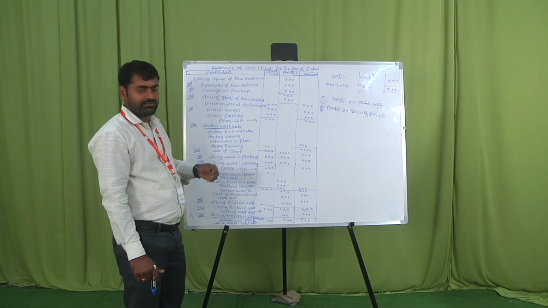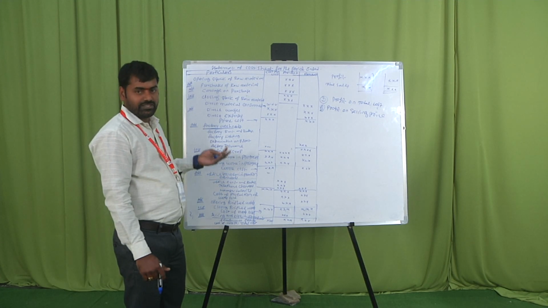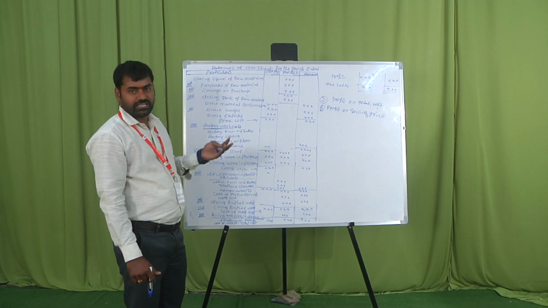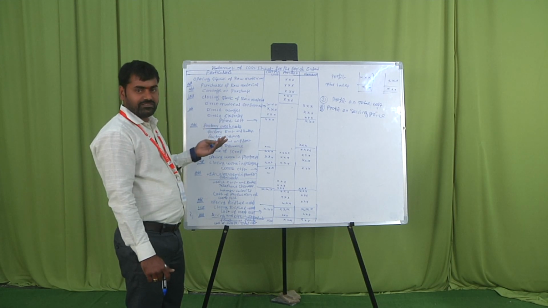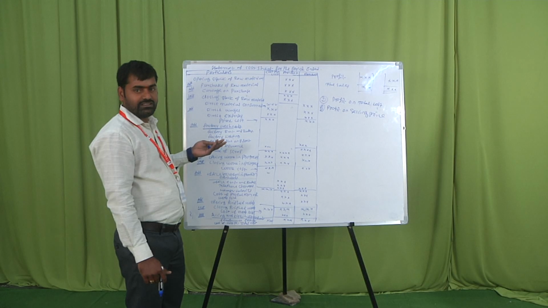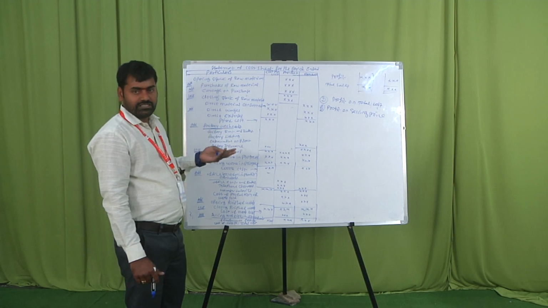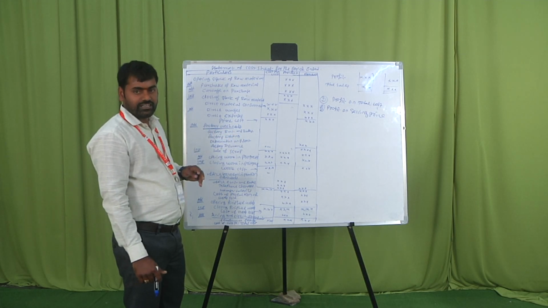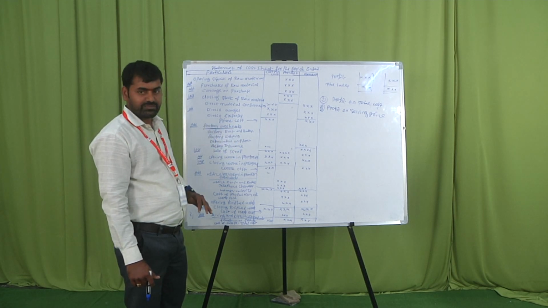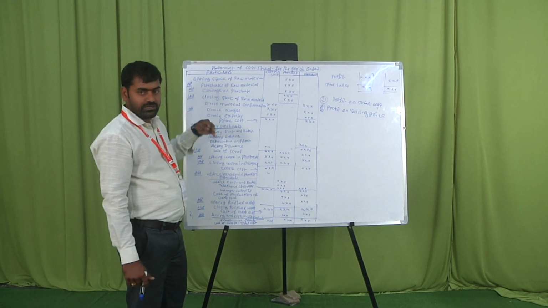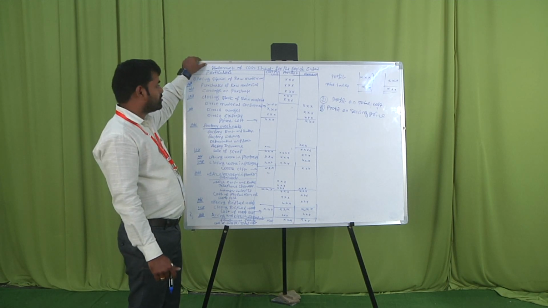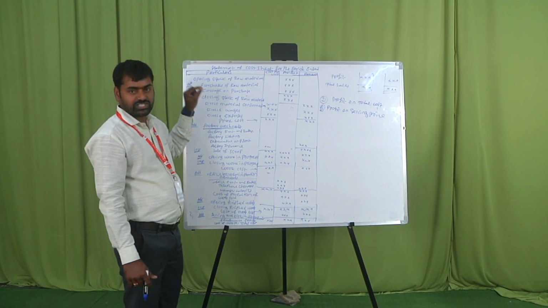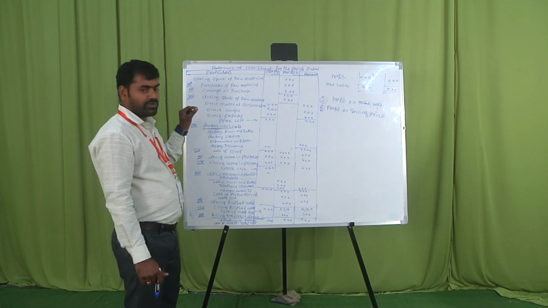In this elements of cost there are three: direct material, direct labor and direct expenses. Again, each has two types: direct material and indirect material, direct labor and indirect labor, direct expenses and indirect expenses. We know that from the previous chapter. Now the topic: how to prepare a statement of cost sheet. It is most important.